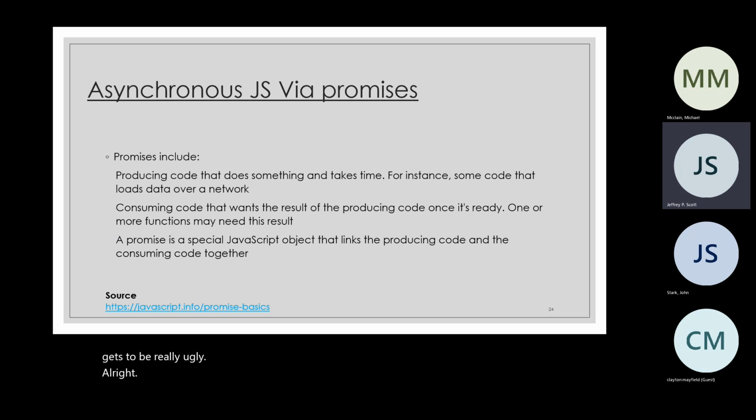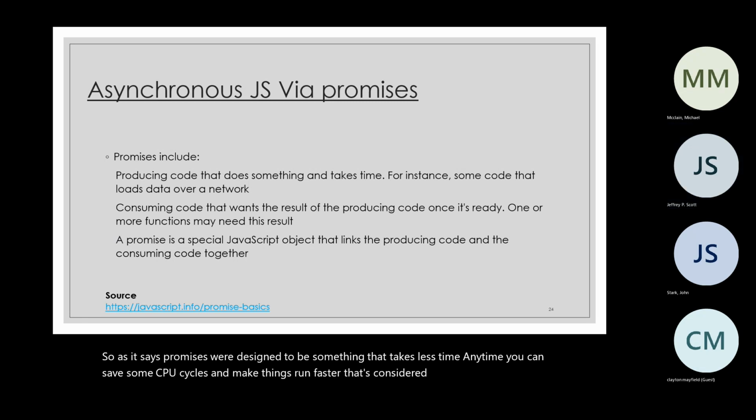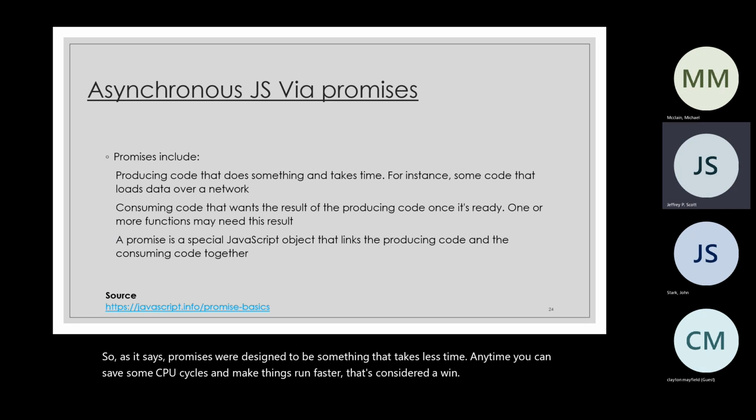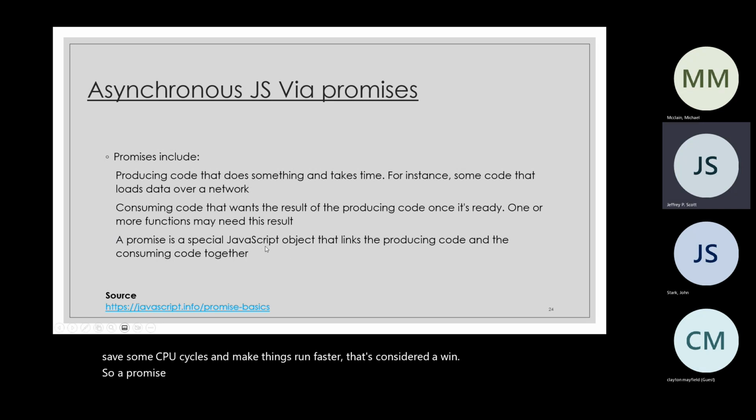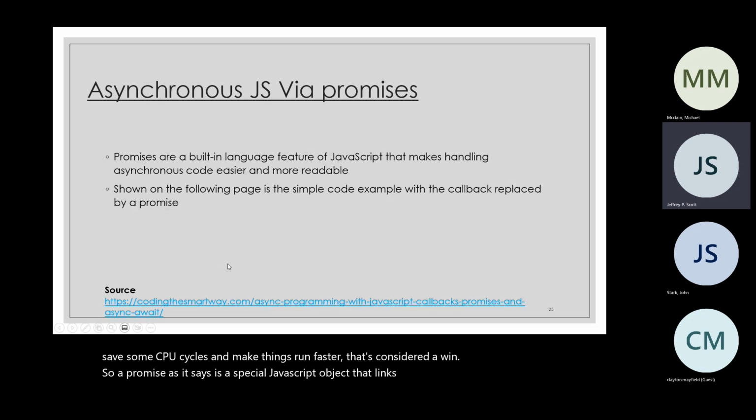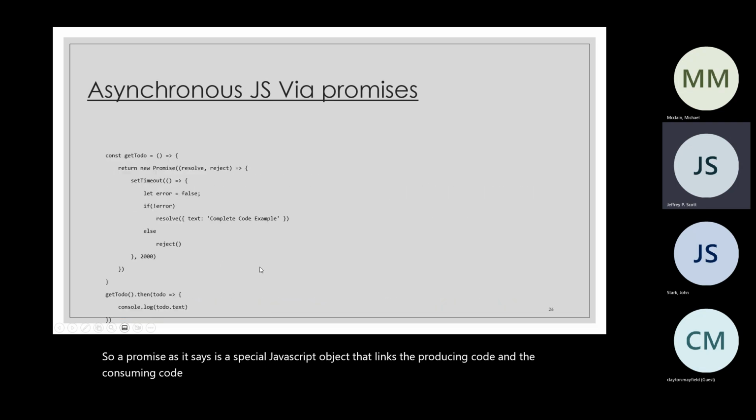So, as it says, promises were designed to be something that takes less time. Anytime you can save some CPU cycles and make things run faster, that's considered a win. All right. So a promise, as it says, is a special JavaScript object that links the producing code and the consuming code together. You get something that looks like this.